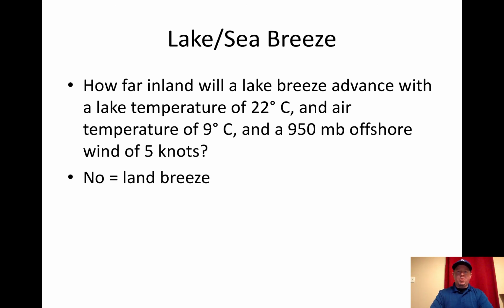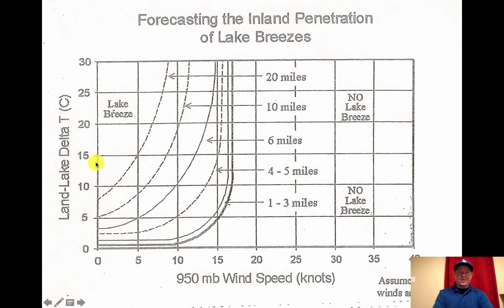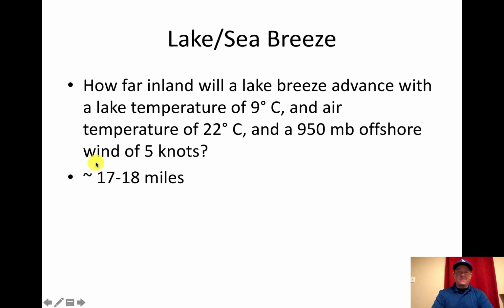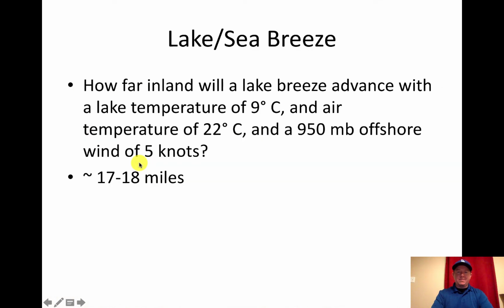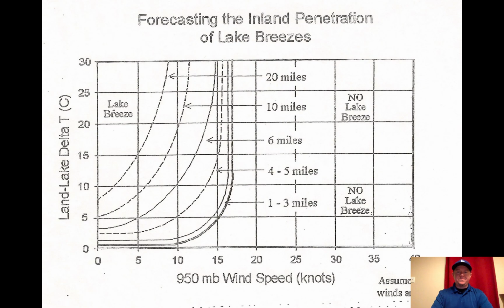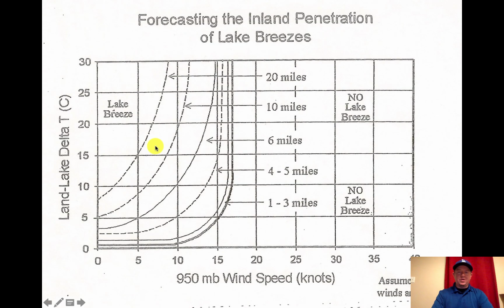All right, so now what do we do? We just reversed it, right? So now the lake is colder than the land. So what do we have? A 13-degree difference. We also don't have much offshore component. We only have 5 knots, all right? So this one will go 17 to 18 miles in. All right, we got 13, and then what was the 950? We're going to 5. Not quite 20, but in that 17, 18-mile range. So on this one, the gradient might not have been as strong, but the opposing wind was less, right? So it helped to go in even further.